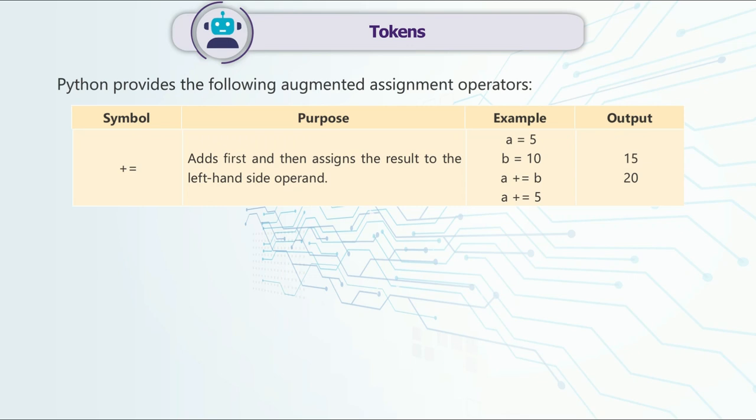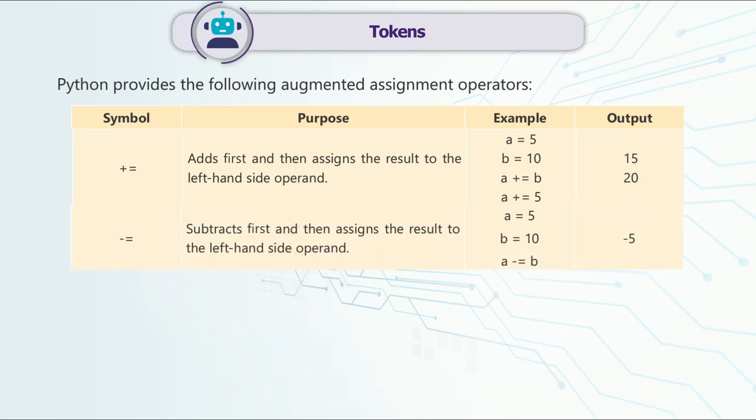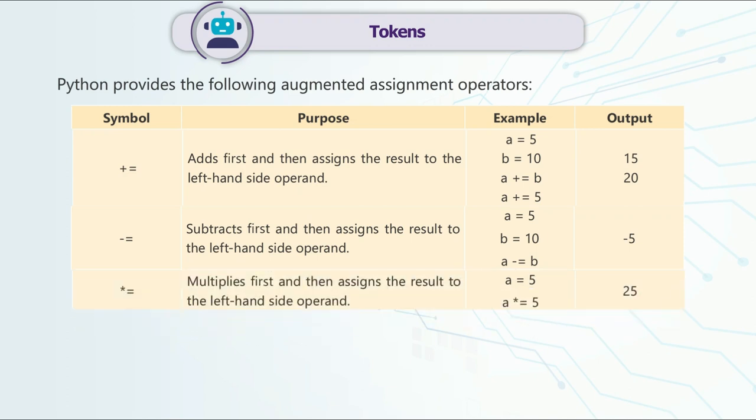a += b gives 20. a += 5. The subtraction-assignment operator subtracts first and then assigns the result to the left-hand side operand. For example, a = 5, b = 10 - 5, a -= b.